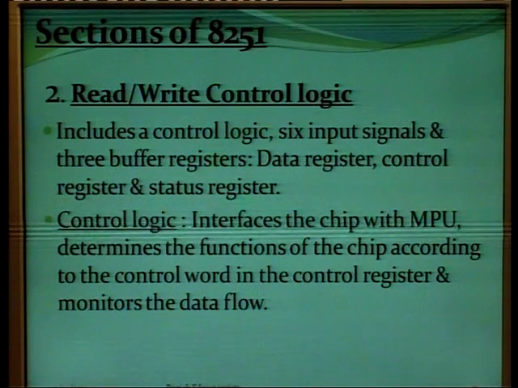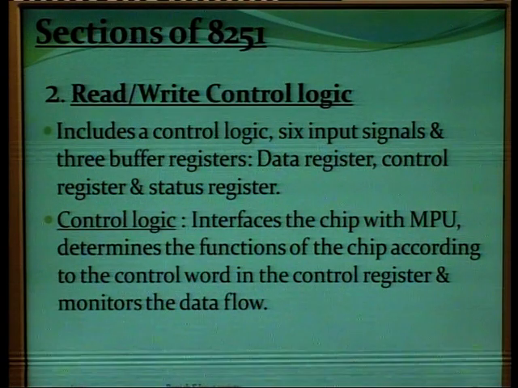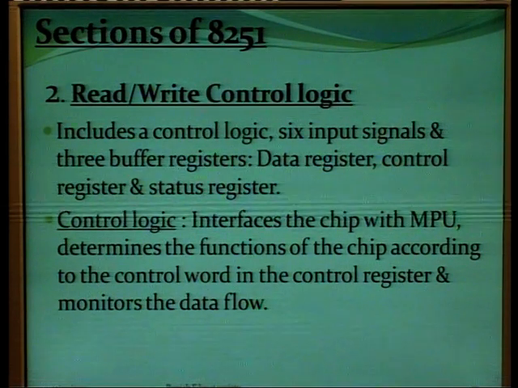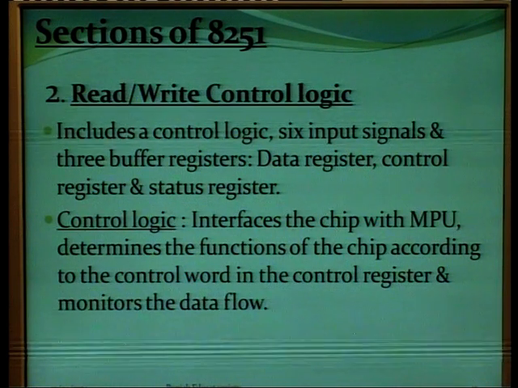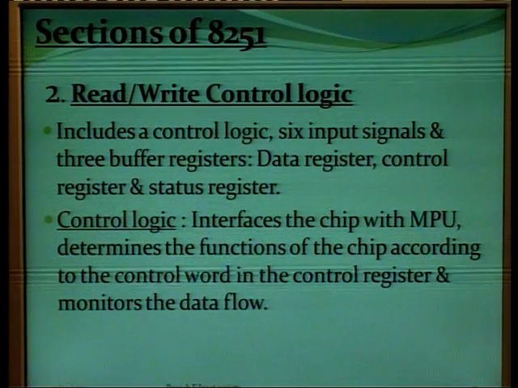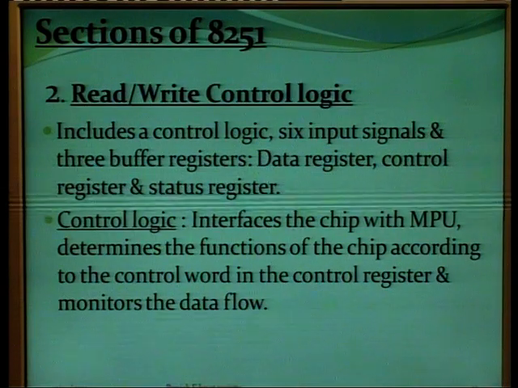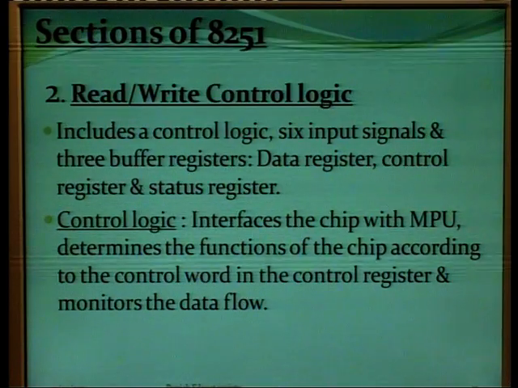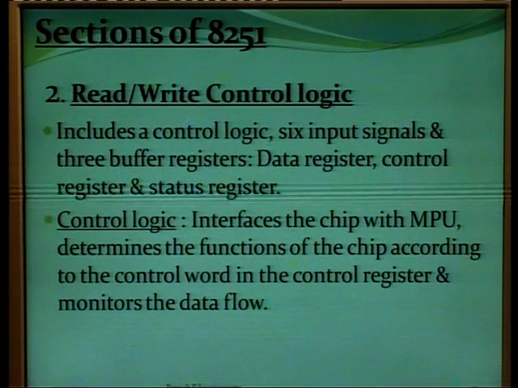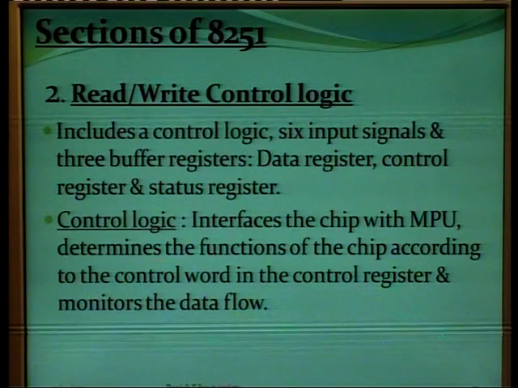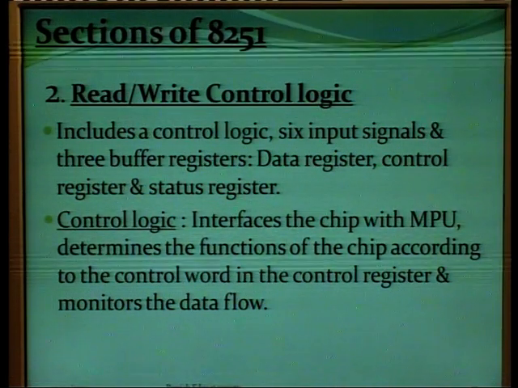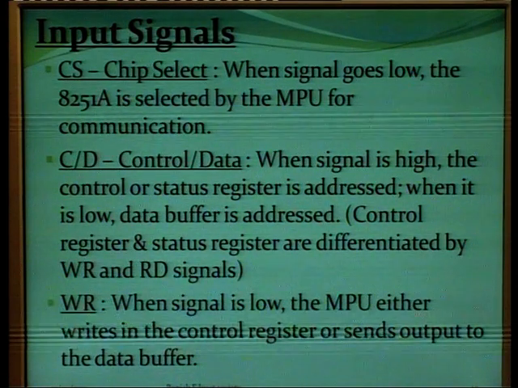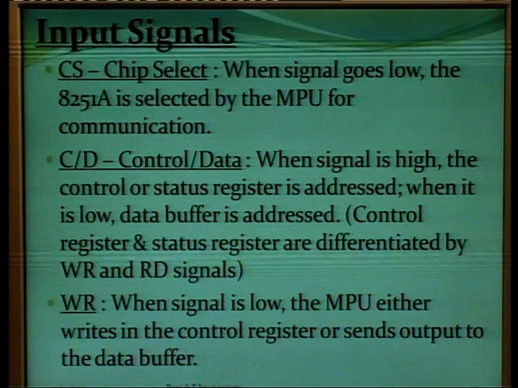First of all, control logic. It interfaces the chip with the microprocessor unit, determines the function of the chip according to the control word in the control register, and monitors the data flow. So, control logic controls the overall function of 8251, and the function is controlled through the control word. The control word is in the control register, and it also monitors the data flow, that is either read or write.